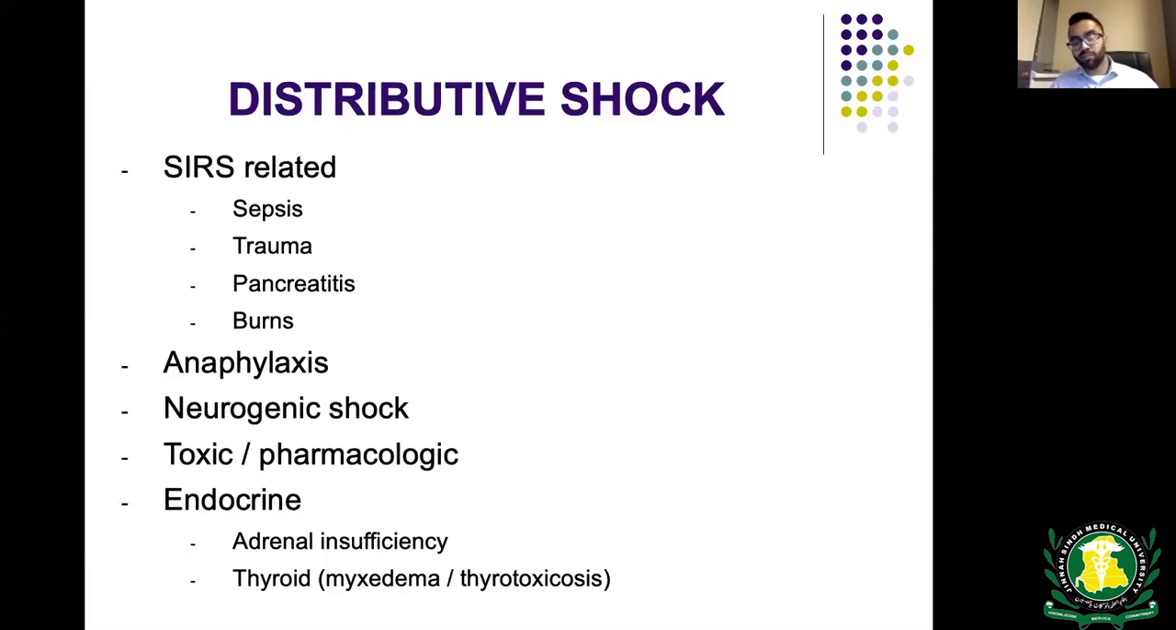Do not confuse that with spinal shock. Spinal shock is when you have severe spinal cord injury resulting in both upper and lower motor neuron deficits. It can be accompanied by neurogenic shock, but that's a different terminology that denotes an injury to the spinal cord with neuromuscular deficits. And then toxic and pharmacologic, various patients on drug overdose can also go into a shock state.